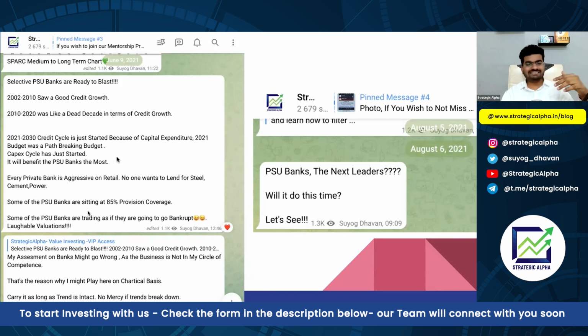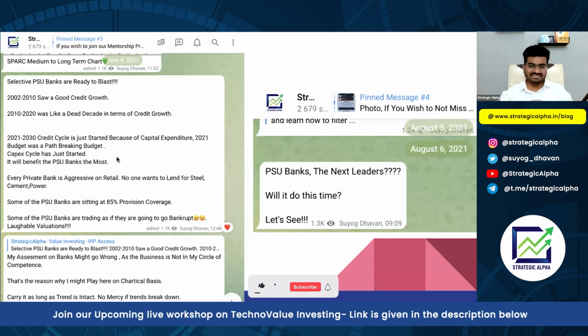Some of the PSU Banks were sitting at 85% provision coverage, and in fact NPAs were so low that from here the cycle would turn. So I understood that business cycle. That is why, to understand sector rotation, you need to understand the business cycle also. So they were in a business cycle wherein the worst was behind them. Some of the PSU Banks were trading as if they were going to go bankrupt. This is what I shared in 2021.